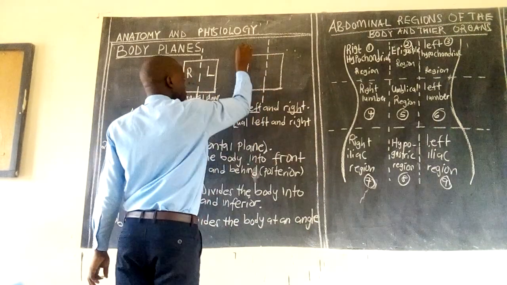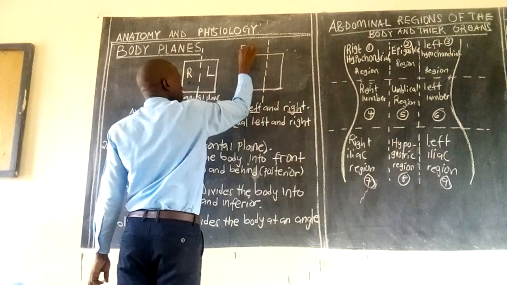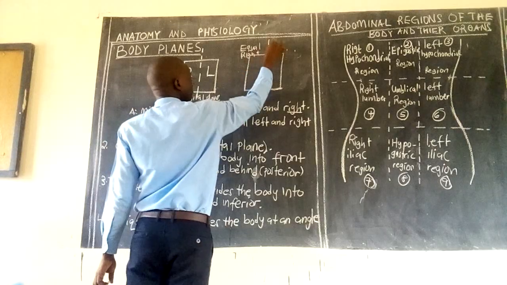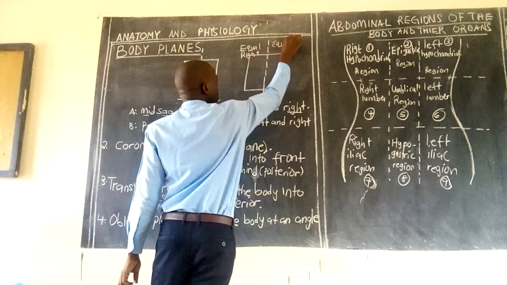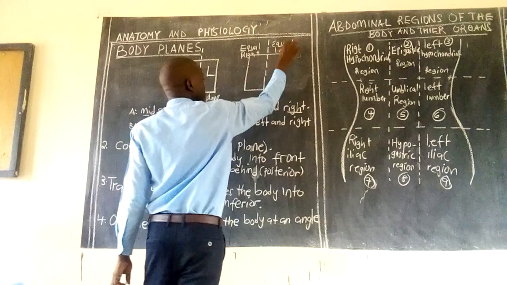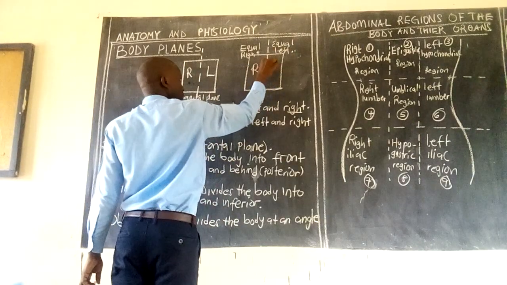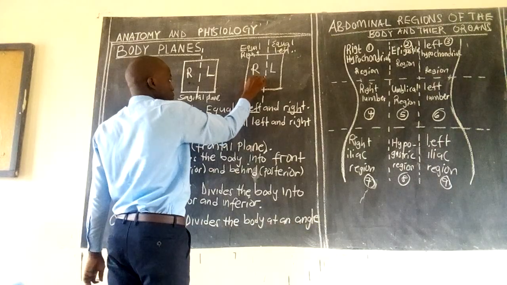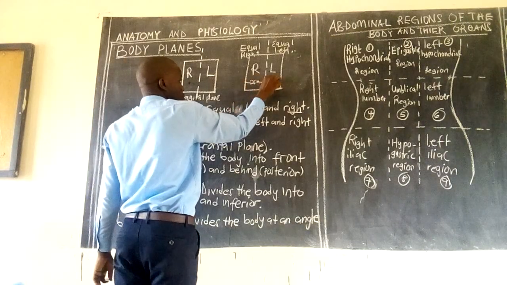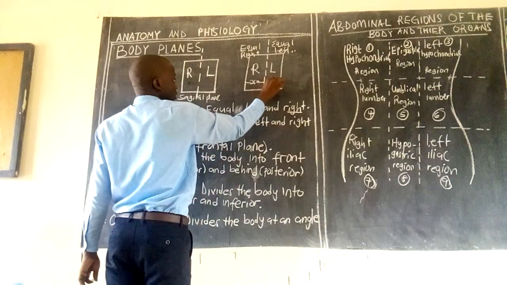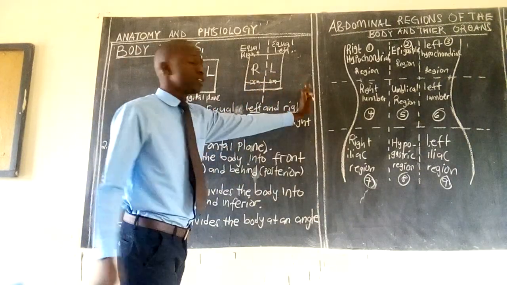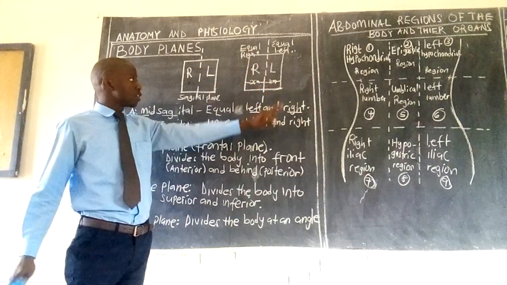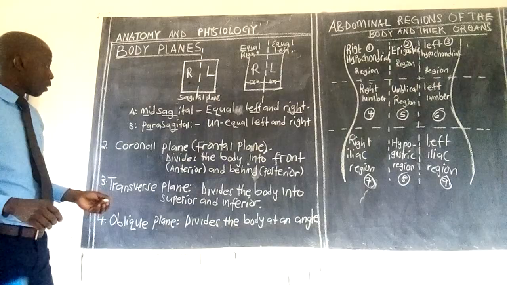So for mid-sagittal, this imaginary line is going to divide into equal right and then equal left. So the right and the left are of equal sizes. If from here is 2 centimeters, even this should go 2 centimeters. So the right and the left are equal. That is a mid-sagittal plane.